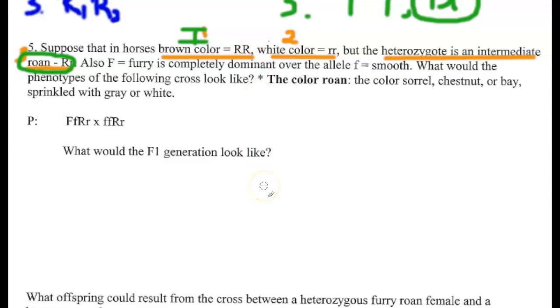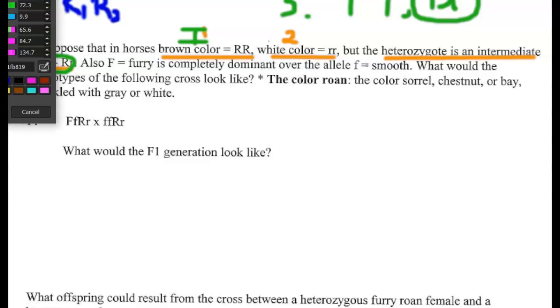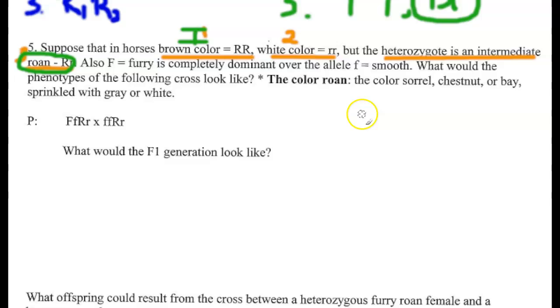Why? How can we tell? If I gave you a problem, make sure you can tell. Again, this one is not written with the R's, you know, the F1s, things like that. Look over here, furry is completely dominant over this. So we only have two phenotypes, furry and smooth.